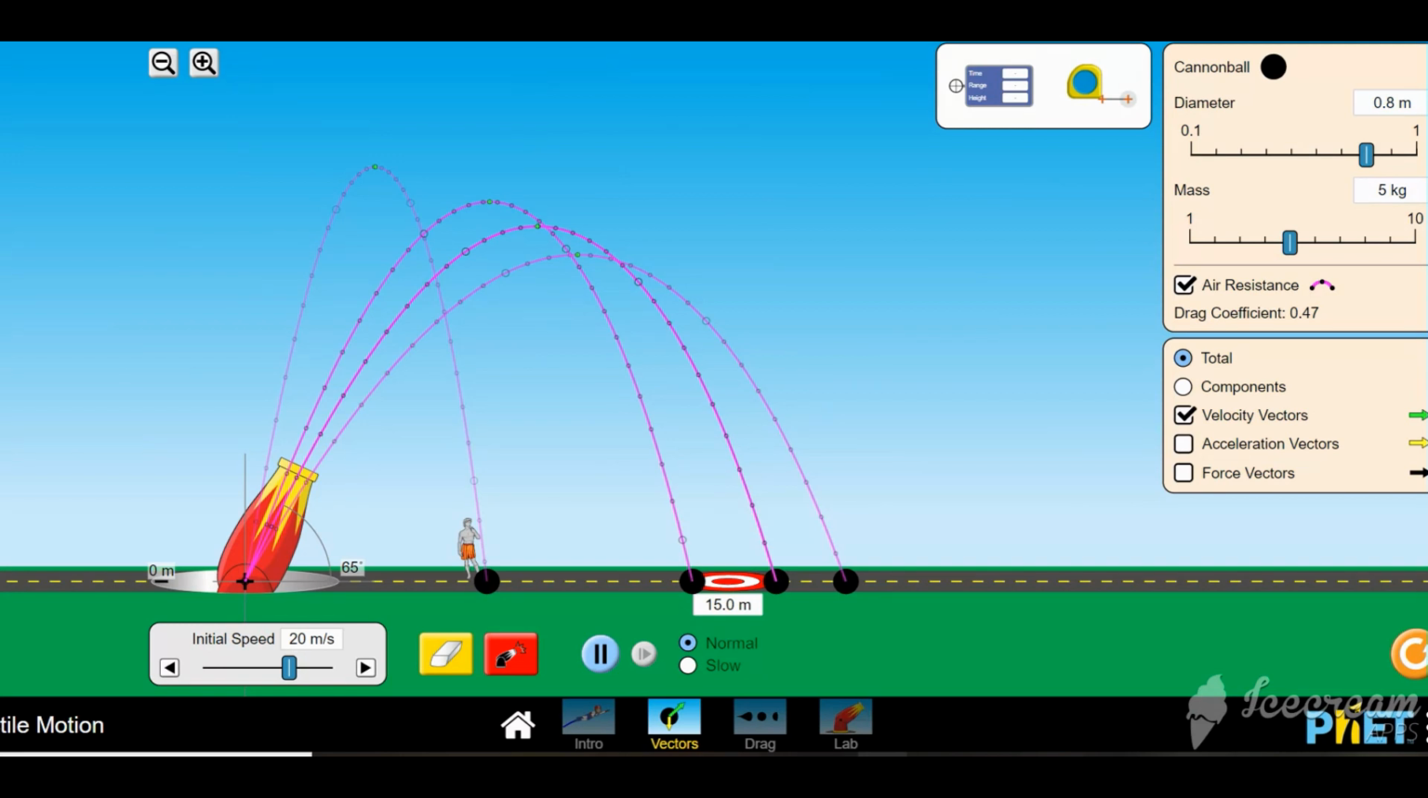It would appear my angle is a multiple of 5. So let us adjust the initial speed and see what happens. Alright, so it's now at 19 meters per second. Fire. Whoa, and I hit my target.